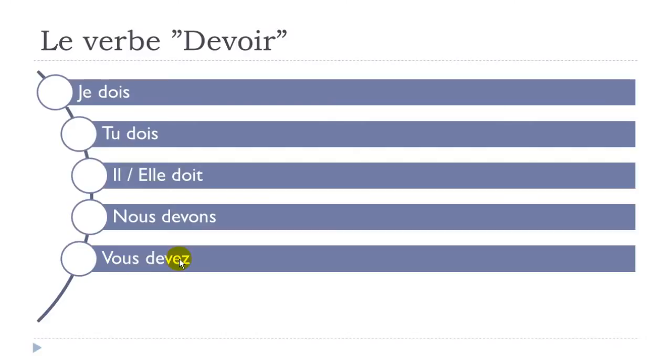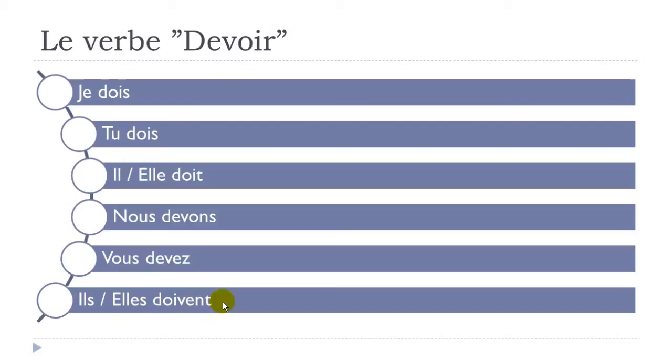All right, and then the last one, ils doivent. Same thing, classic ending for the plural form, E-N-T, but you don't pronounce it. Doivent. Elles doivent. Ils doivent, elles doivent. Okay, so let's repeat them one more time. Je dois, tu dois, il doit, elle doit, nous devons, vous devez, ils doivent, elles doivent. Alright? So let's see a few examples now.